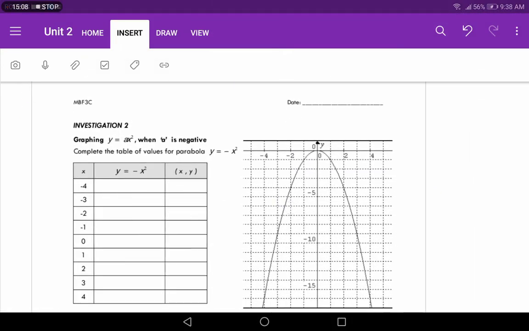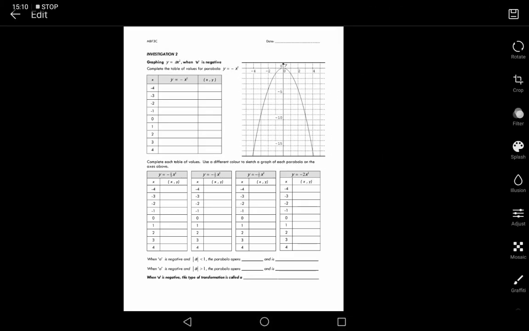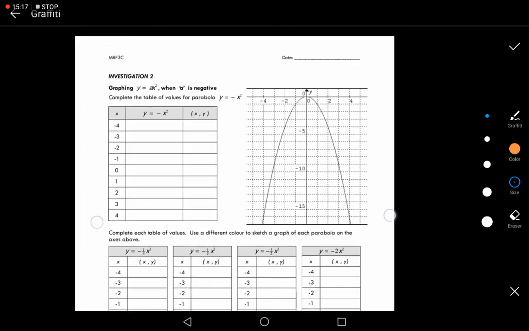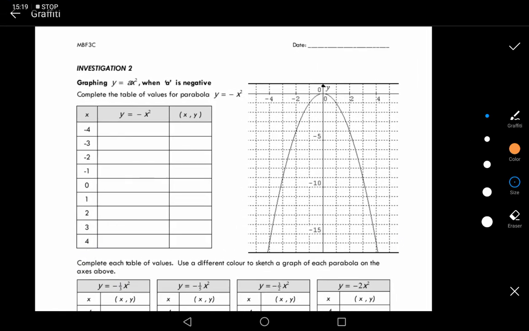Investigation 2. All right, so this is the back side of your note, or the second half of your note. So again, you can see we have a set of axes on the side, and we have already graphed one of them. So it says graphing y equals ax squared when a is negative. So that's where it differs from the last one, right? Our first investigation was just when a is positive. Now we're dealing with a is negative.